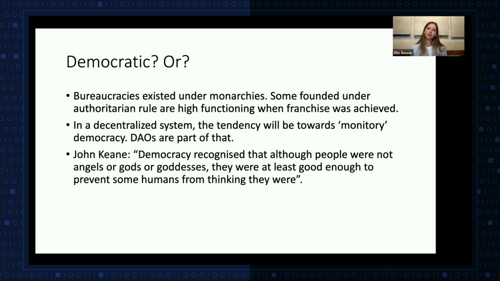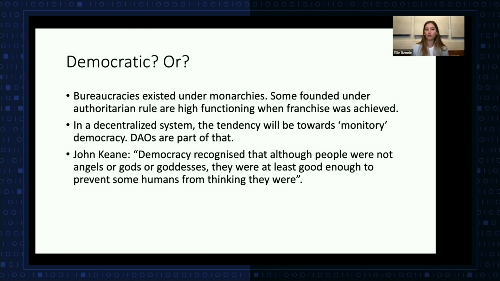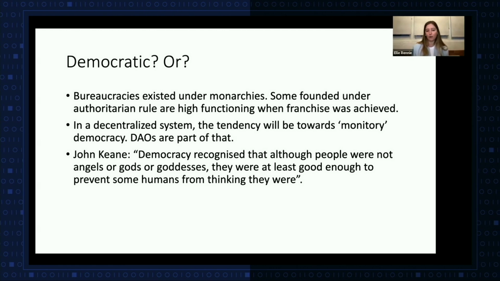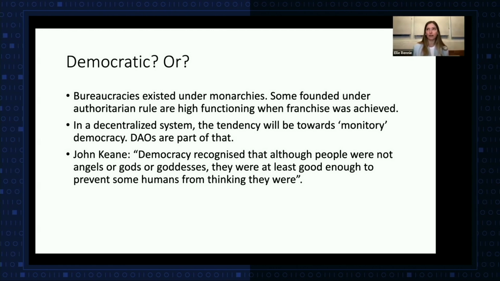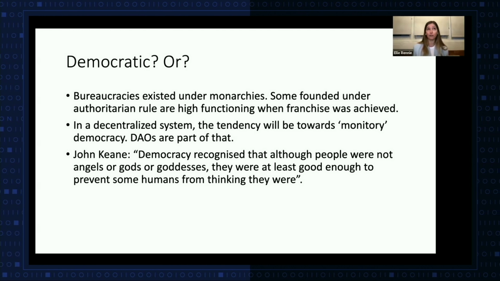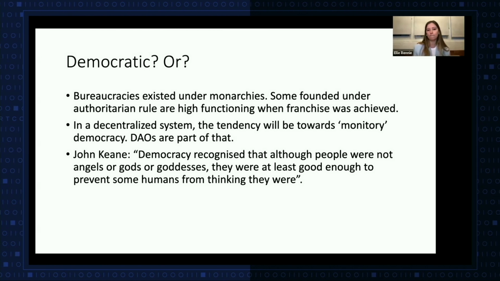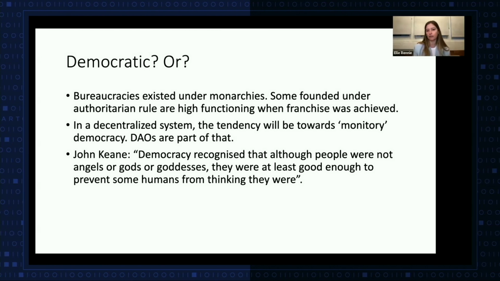So the question then is, should DAOs be democratic? Probably not. And maybe things like an investment DAO should have a tighter control by a particular group of agents or founders, and that there are various choices that are going to go on here.